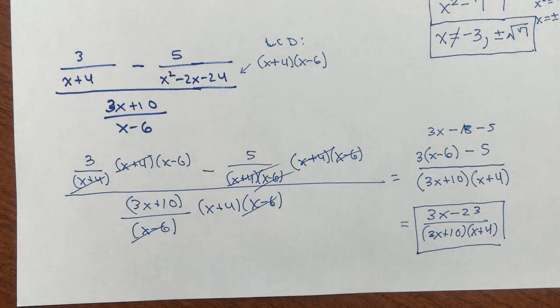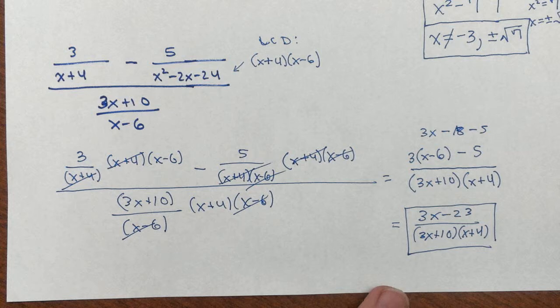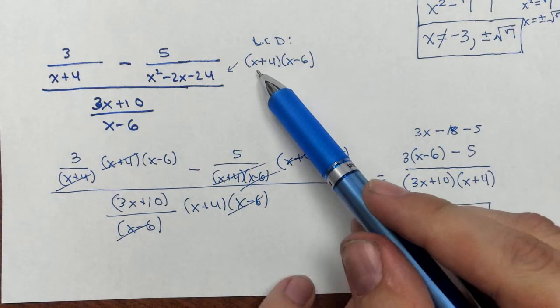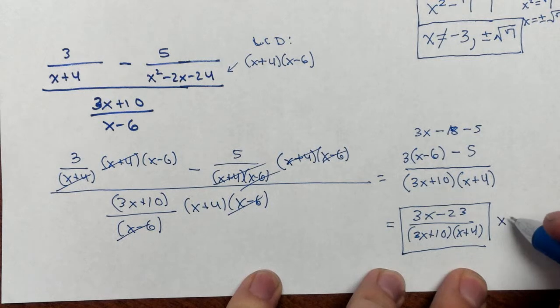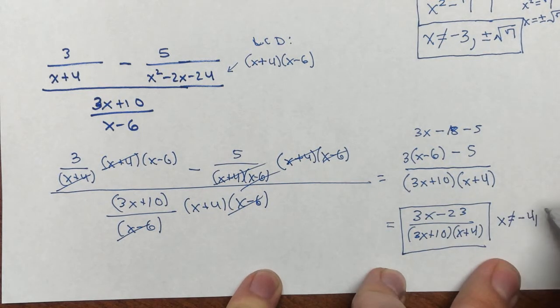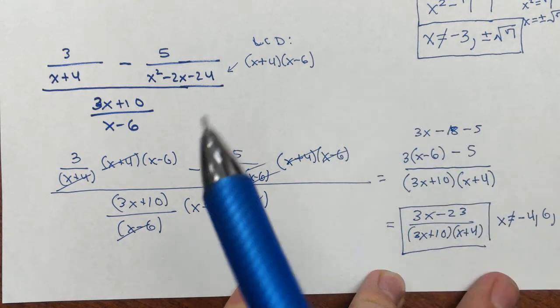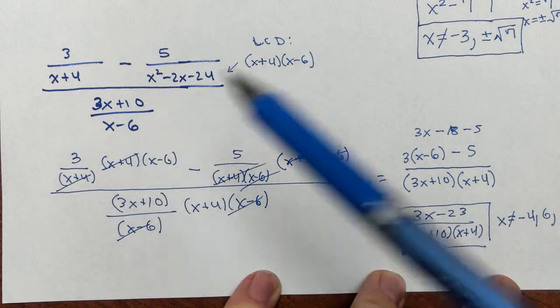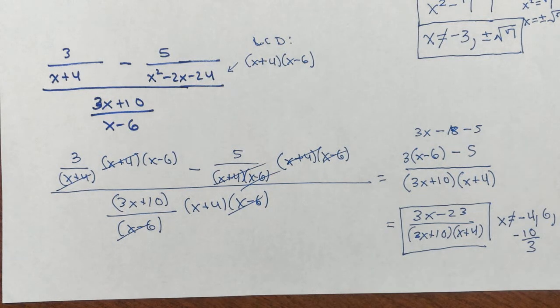And again, I want to think about restricted values, so you've got to look at everything that was in the denominator at any point. In the original problem, the LCD was x plus 4 and x minus 6, which means that x could not equal negative 4 or positive 6. What else became a denominator as I worked through this? Well, 3x plus 10 became a denominator. If I solve that, the zero of that is negative 10/3. So those are my restricted values.